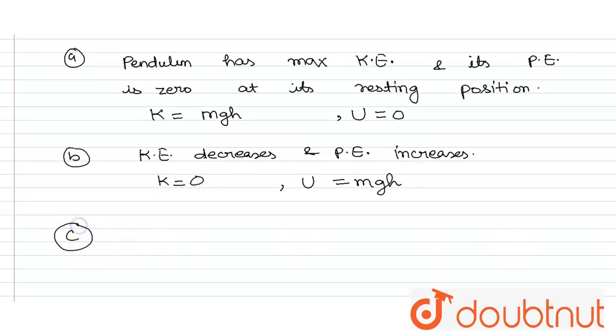Now C part, when the pendulum is at point C, the kinetic energy will become 0 and the potential energy U will become mgh. So this is the answer.